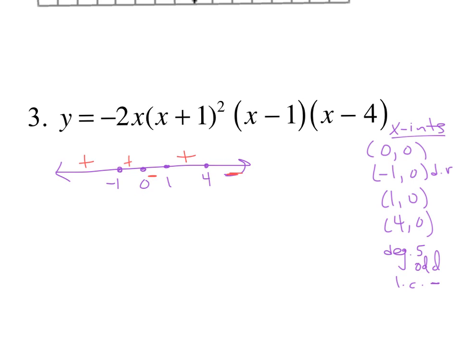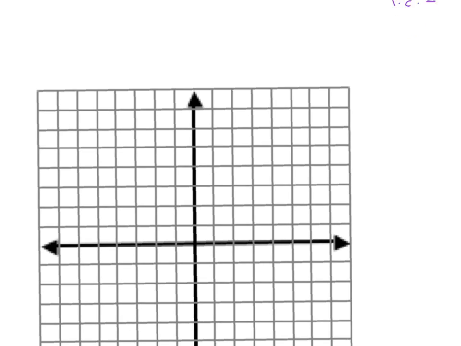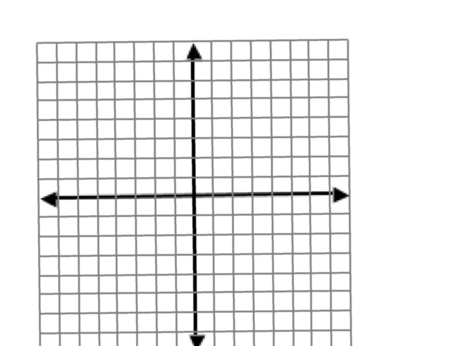And then 4, we already know, but it's not a double root, so that's why it goes from positive to negative. So let's take a look at the graph, plot our points. So we have a point here at -1, 0, might have to zoom in to graph this a little bit better, 1, and 4.